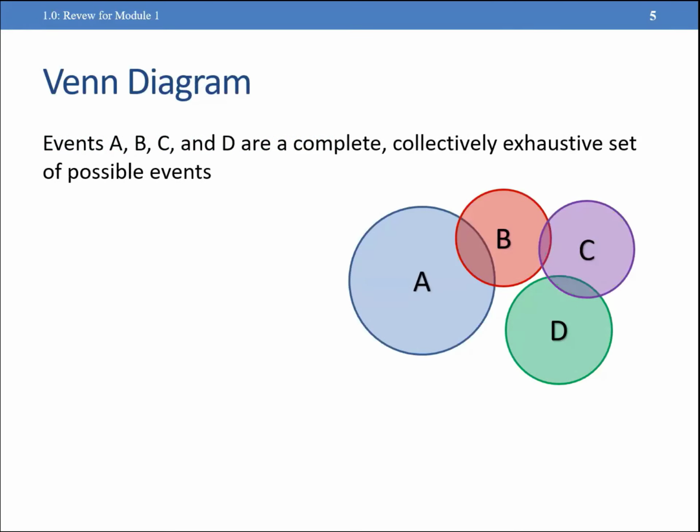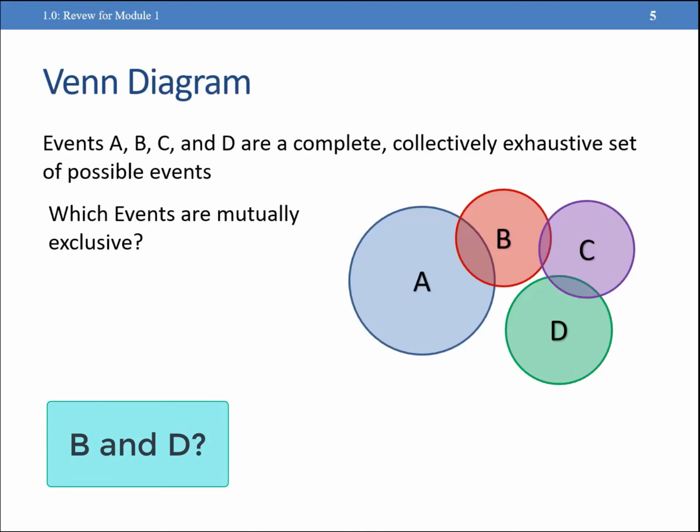Okay, so here's a Venn diagram. It's those little circle diagrams. Here we have events A, B, C, and D that are collectively exhaustive. They're covering all the possibilities of a set of events. So what events, when you look at these diagrams, are mutually exclusive? B and D, that's right. You can see that there's no overlap between B and D. It's impossible for them to happen together. So B and D are mutually exclusive.